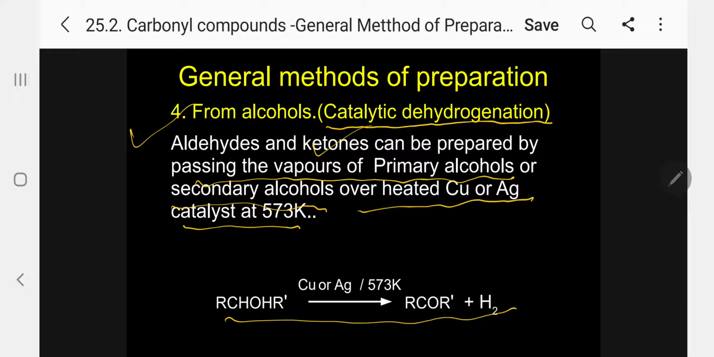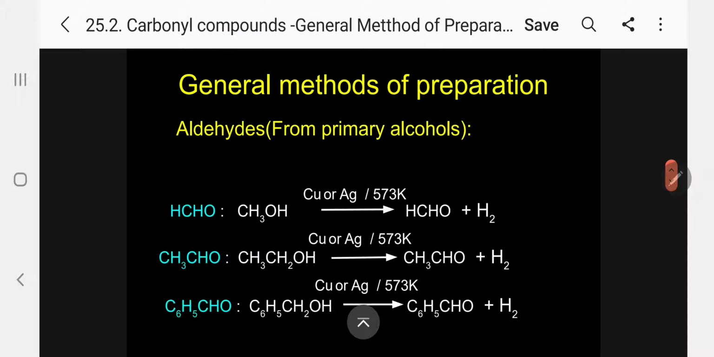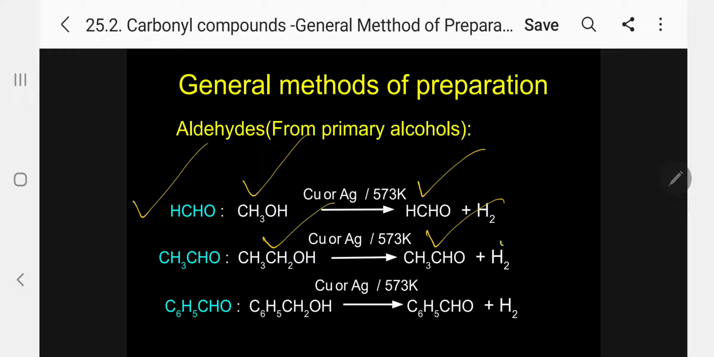This is the general formula: RCH2OH, or R-CHOH-R', copper or Ag, 573 Kelvin. So simply this hydrogen is getting eliminated to form the corresponding aldehyde or ketone. Kindly follow. Let me take a specific example so you can understand. For formaldehyde, as usual, methanol on dehydrogenation gives formaldehyde. Ethanol undergoes dehydrogenation to produce acetaldehyde and hydrogen. The condition is the same: copper or silver catalyst, 573 Kelvin.